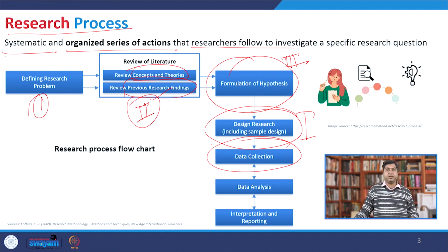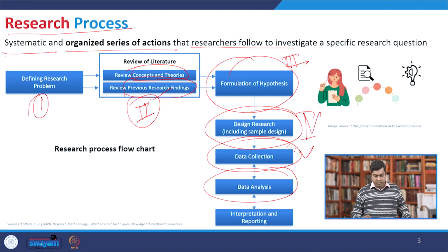So this data collection may be primary data or secondary data, which we will discuss in detail. Once we collect the data, the next stage, stage number 6, is the analysis of the data. Once you analyze the data, you will get certain findings. Now this is just the findings, then you have to interpret that data and finally you have to report it. So this is very important for all of us to follow this particular process.